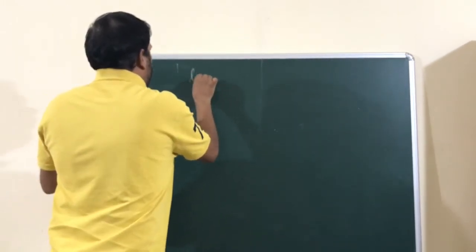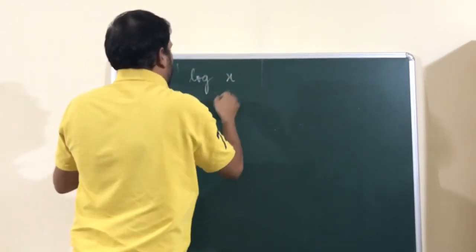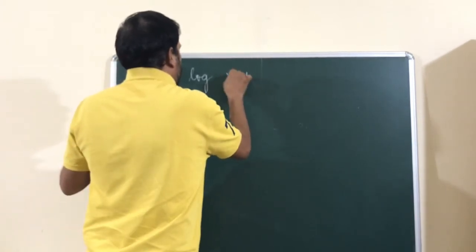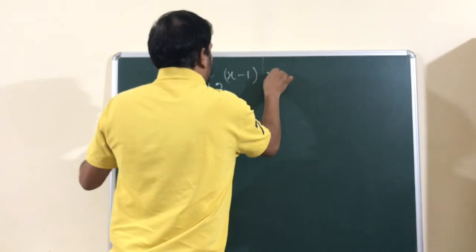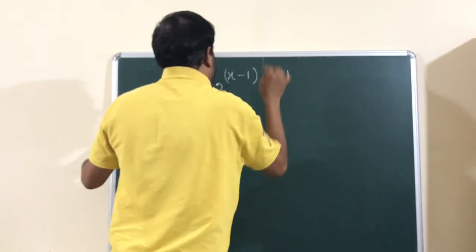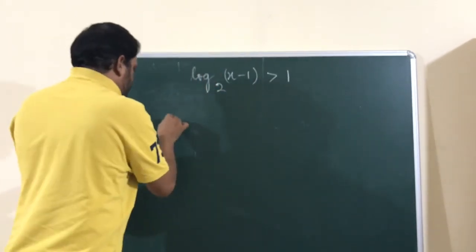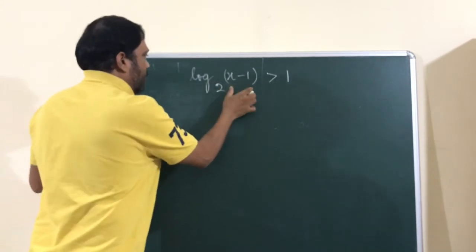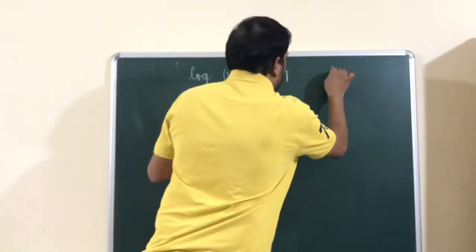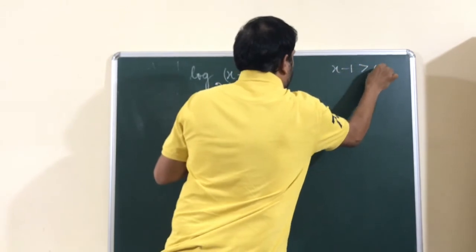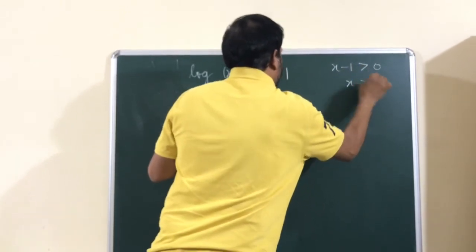It's a log of x minus 1 base 2 is greater than, let's say, 1. So what you will do first, the very first thing, you will make sure that you are finding the log of a positive number. That is, x minus 1 has to be greater than 0. You will write x is greater than 1.